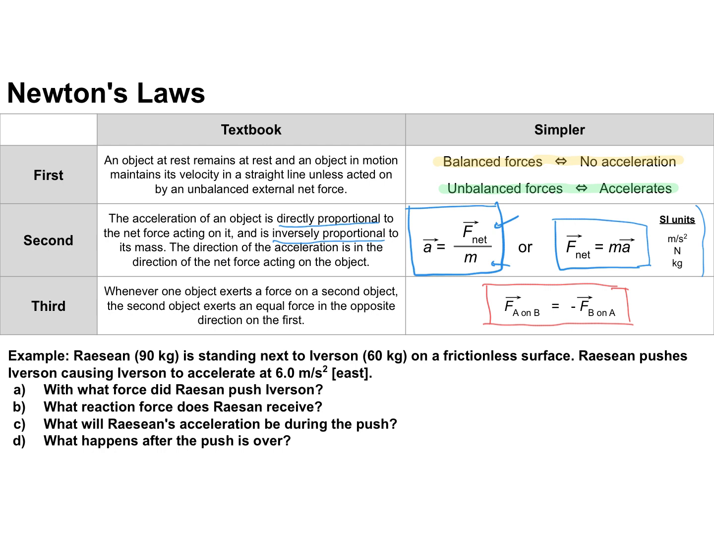So the example here, A, B, C, and D, I believe we'll go through all parts of Newton's three laws. Rayshawn, a 90-kilogram person, is standing next to Iverson, who is 60 kilograms, on a frictionless surface. We're simplifying the situation by making it frictionless. Rayshawn pushes Iverson, causing Iverson to accelerate at 6 meters per second squared east.